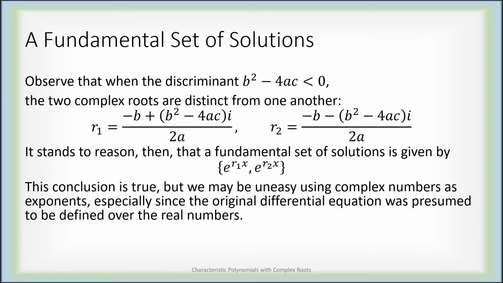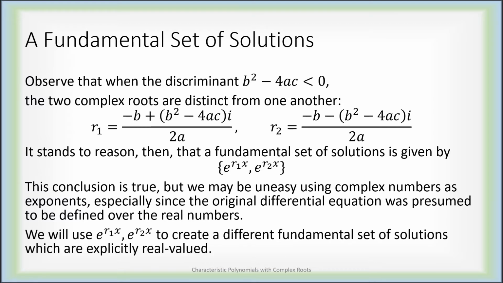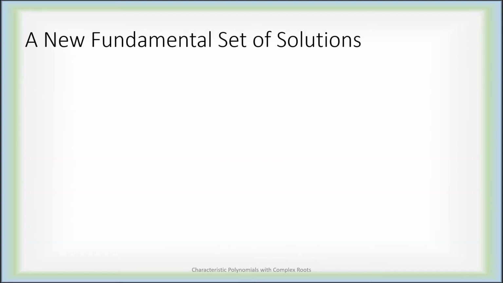Now this conclusion is true. However, it does require us to take the complex numbers r1 and r2 and put them up in an exponent. Okay? The original differential equation had real number coefficients and was presumed to be defined over the real numbers. And now we're saying that the solution is this complex valued thing, and that's a little weird to say. However, we're going to use e to the r1x and e to the r2x to create a different fundamental set of solutions that are real valued.